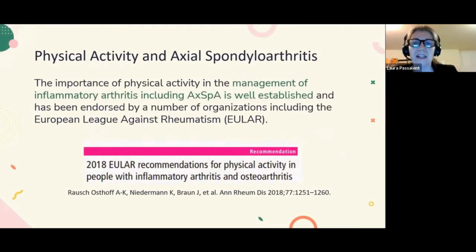So physical activity and exercise really are a cornerstone of management alongside pharmacological management when it comes to the treatment of AxSpA. And this has been endorsed by many different establishments. It's established in treatment guidelines. And this is just one example from the European Rheumatology Association, who have provided recommendations specifically for physical activity in people with inflammatory arthritis, including individuals with spondyloarthritis.